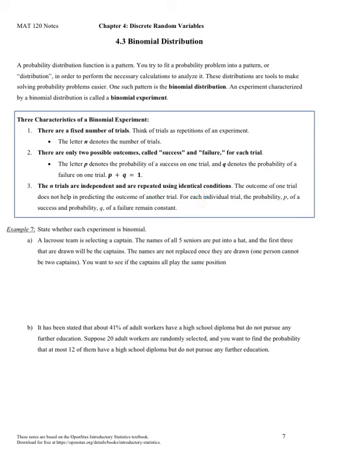Let's practice this in the following example. State whether each experiment is binomial. Take a moment and read example 7a and 7b. For our first example, we have a lacrosse team. So we have to ask ourselves, are there a fixed number of trials? And yes, we have a fixed number of trials where n equals 3.